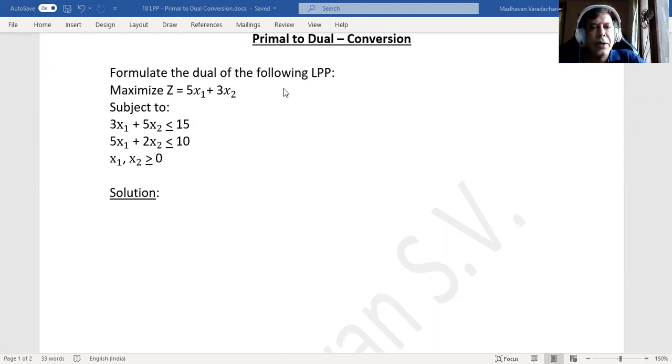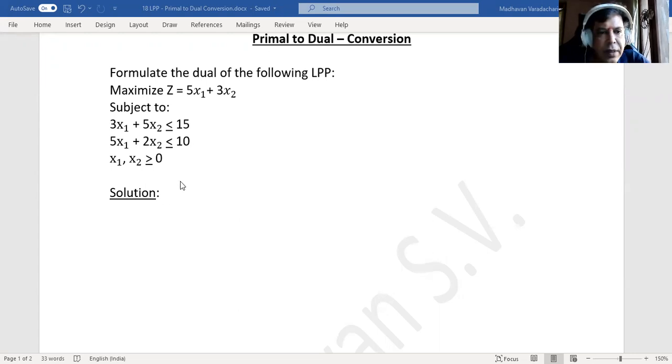Question is, formulate the dual of the following linear programming problem. Maximize z equal to 5x1 plus 3x2, subject to 3 times x1 plus 5 times x2 less than or equal to 15, 5 times x1 plus 2 times x2 less than or equal to 10, x1 and x2 greater than or equal to 0.